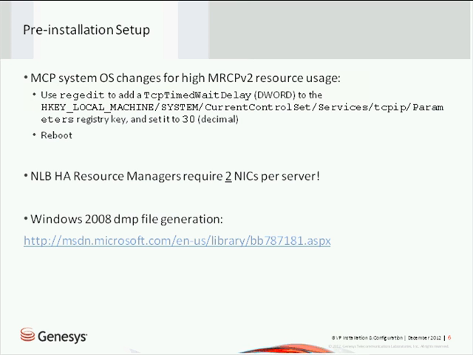Also note that if you have NLB high availability resource managers, you do require 2 NICs per server, not just one. And one thing we've noticed is that sometimes on 2008, dump files don't get generated if the application exits unexpectedly. So there's a link here on how to make sure that Windows will generate the dump file.